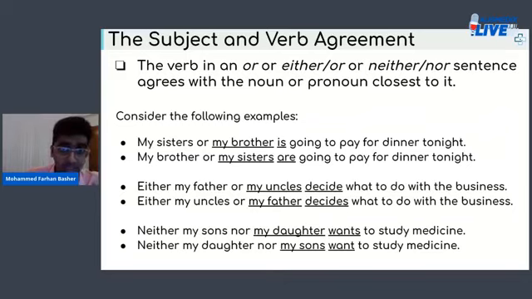And we would only do so when the subject the verb is following is plural, which in this case would be my uncles. So either my father or my uncles decide what to do with the business. Either my uncles or my father decides what to do with the business. Okay. Now let's take a look at the third case here.